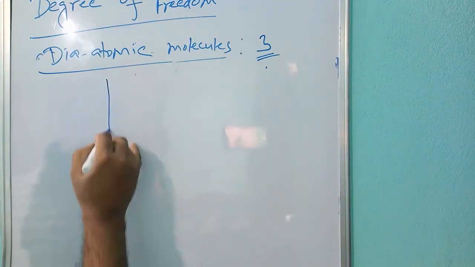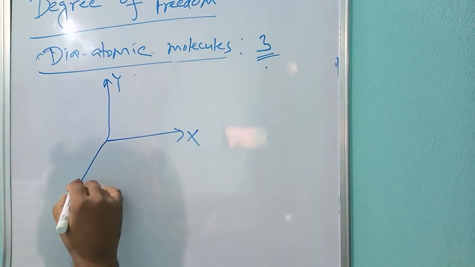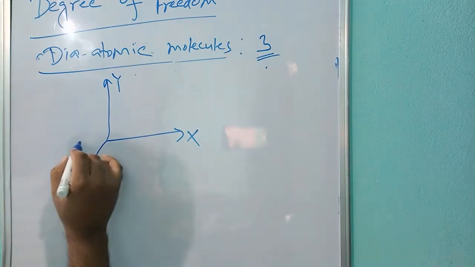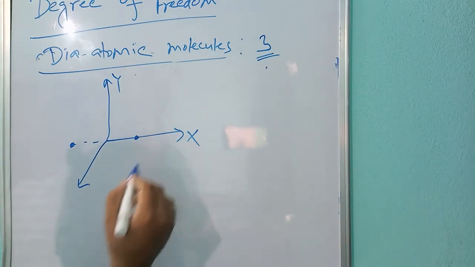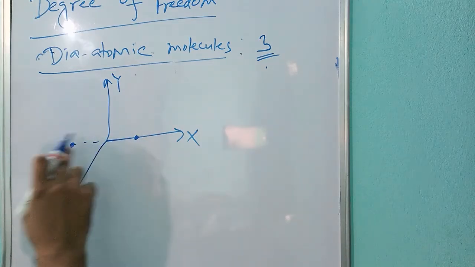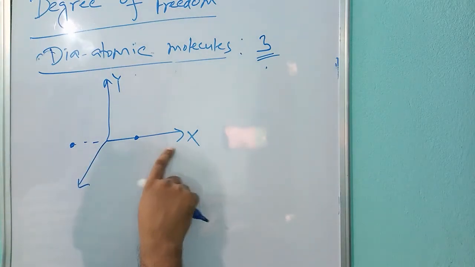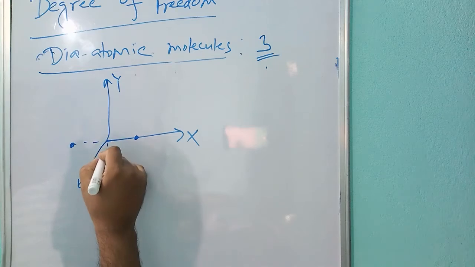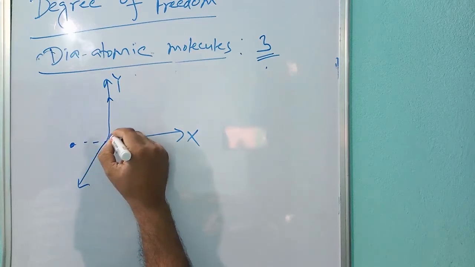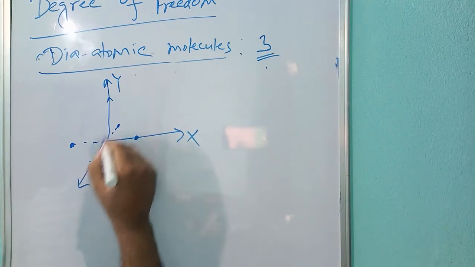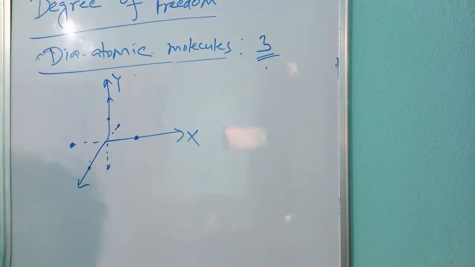In this case, see here, this is X, this is Y, and this is Z. Suppose it is in a dumbbell shape. Either it will move in X direction, or it can move in Y direction, or it can move in Z direction. So in this way there will be 3 translational degrees of freedom in this case.